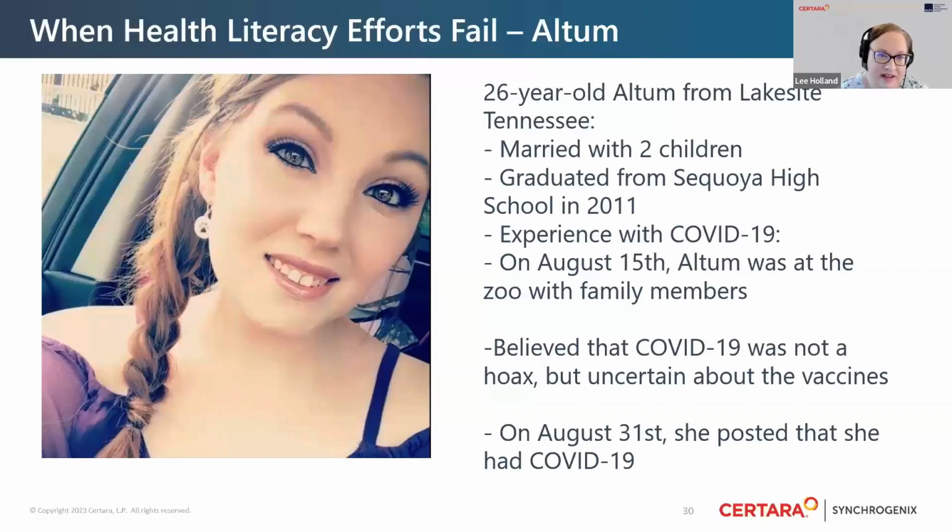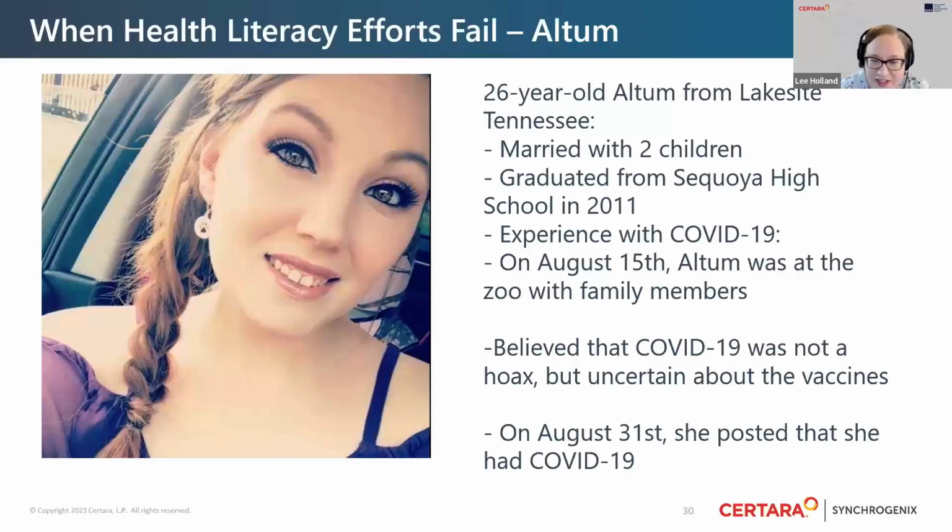Back in 2001, Altum was a 26-year-old from Lakeside, Tennessee. She was married with 2 children, had graduated from Sequoia High School in 2011. We're going to talk about her experience with COVID-19. On August 15th of that year, Altum was at the zoo with family members. Now, she believed that COVID-19 was real. She didn't think it was a hoax, like a lot of people in this region. But she was still uncertain about the vaccines.